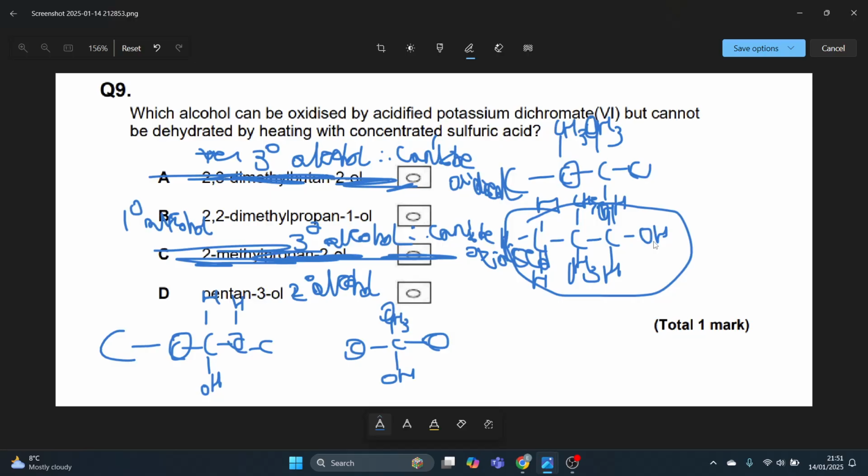Dehydrated, well, the lone pair of electrons here bonds to H plus, that leaves as a water molecule, this carbon's positive, and that's why it can't, because you've got a methyl group here, when in reality you can only do it if there's a hydrogen here, and then you'd lose your hydrogen. But in this case, yeah, you can't do that. So that cannot be dehydrated by heating with concentrated sulfuric acid.